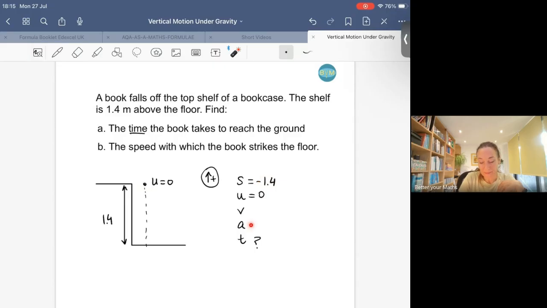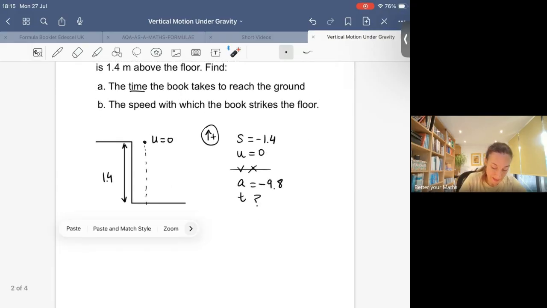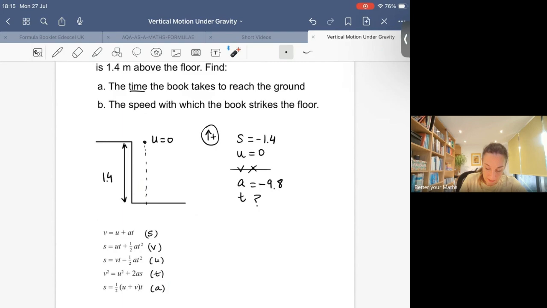My acceleration, we say the gravity is always downwards, and because positive is up, it's going to be minus 9.8, and the velocity, I don't need it, and I don't have it. So I need a SUVAT equation without v. If you remember the SUVAT equations, are these ones. The one that has no v is this one here. This one is the one that I'm going to use.